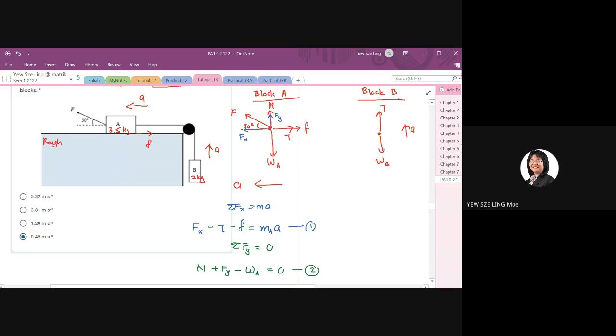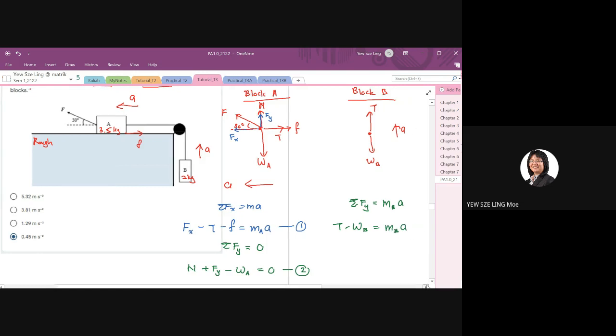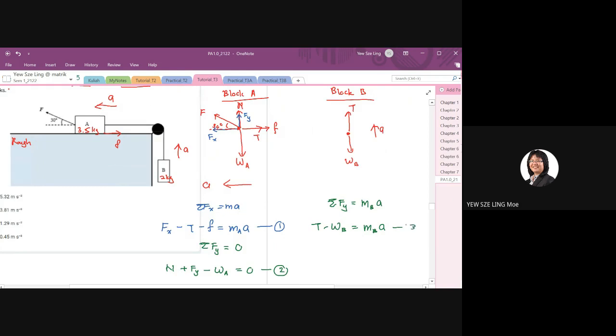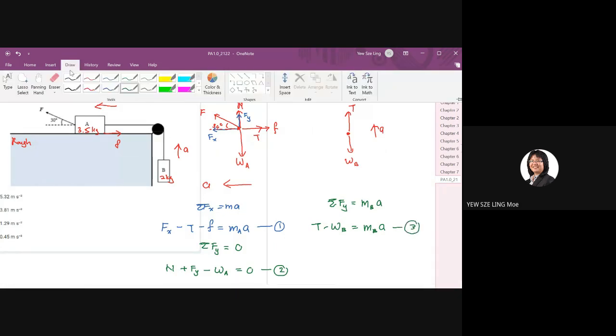For block B, I don't have x components. Straight away, I'm going to use summation Fy for B. Now you have only the motion along the vertical component. Therefore, for block B, summation Fy is mB a. Expand the equation: T minus WB equals to mB a. So this is my third equation. Basically, you just play around with these three equations.